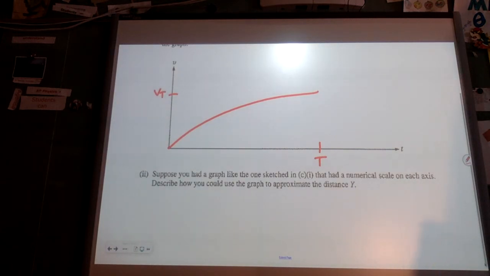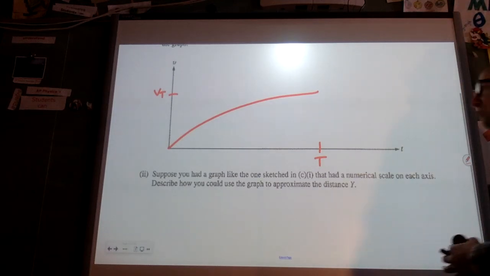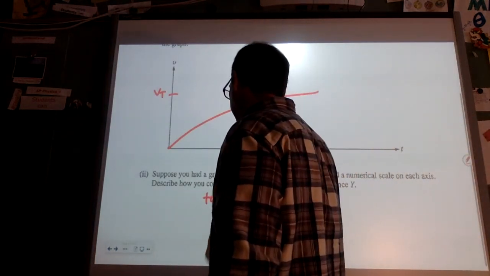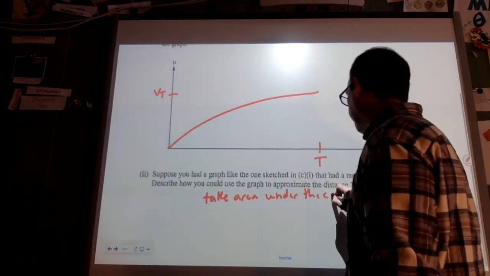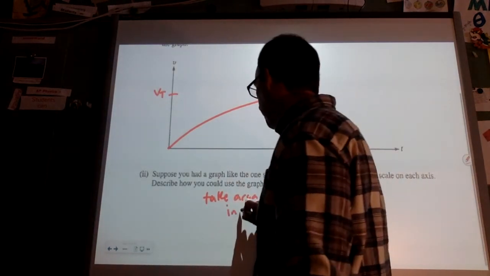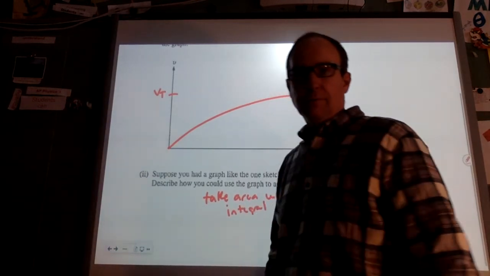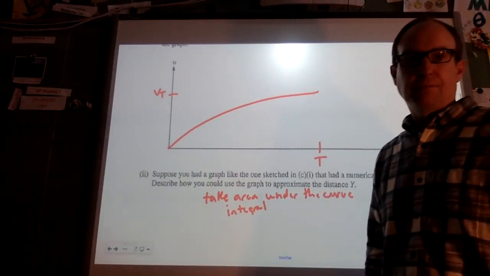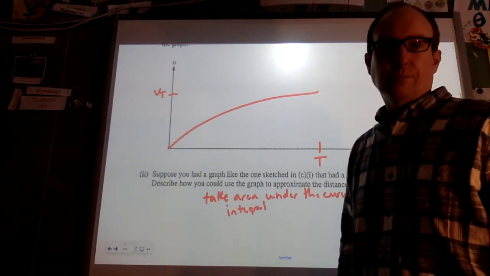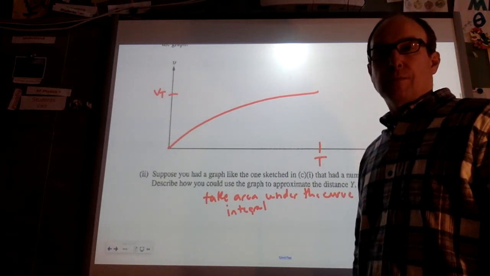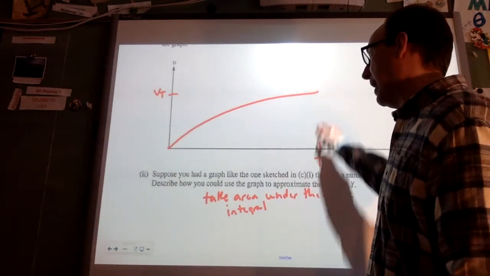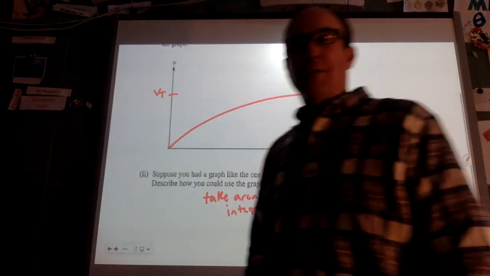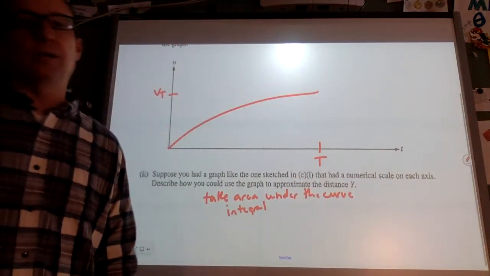Suppose you had a graph like the one sketched in C that had a numerical scale on each axis. Describe how you could use the graph to approximate the distance y. I could take the area under the curve, right? So that would be the integral of the function of vt. And if they say we can't take the integral of a function, how would we use the graph? I would have to take the area under the curve, whether it's approximating with small boxes or some other way.